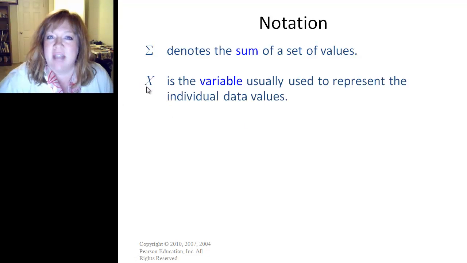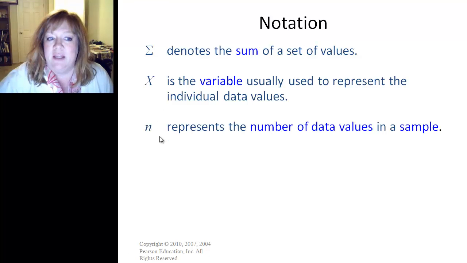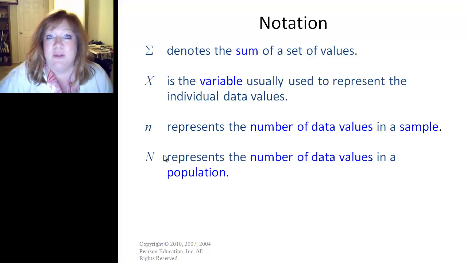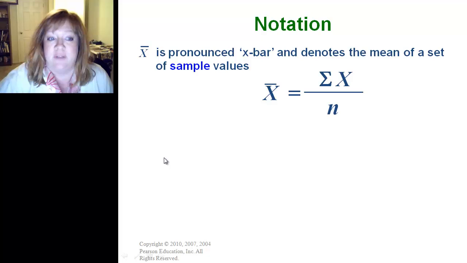If you see just a capital X, it's the variable usually used to represent each individual data value. So if you see the sigma and the X, it means you add up all the data items. And then you've got N, which is the number of data values that you have. Most people understand that one. Capital N is used if you have a population.